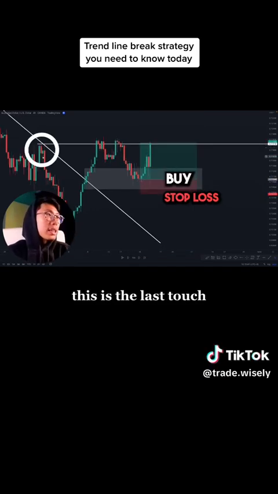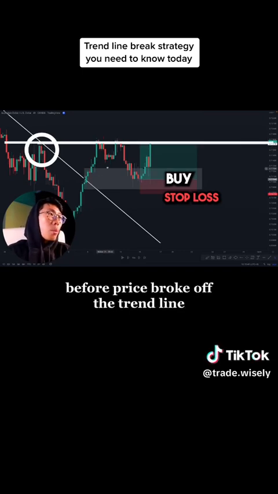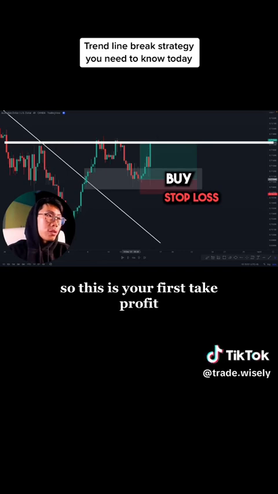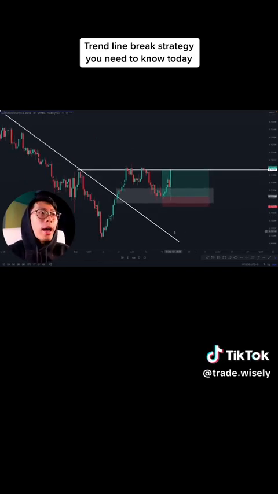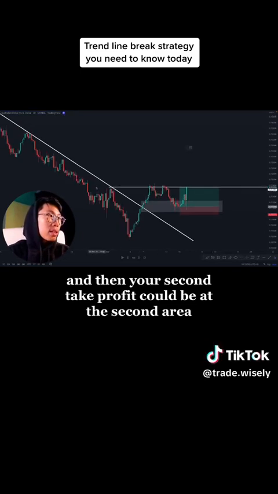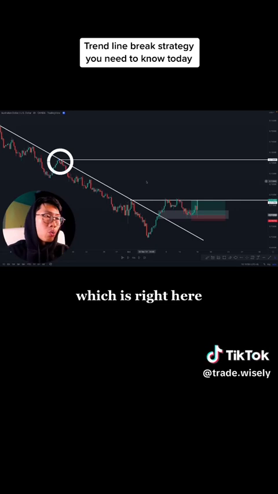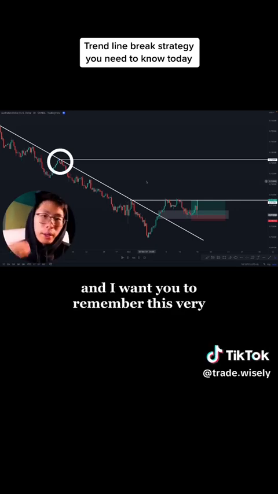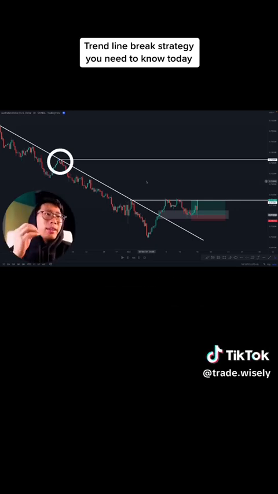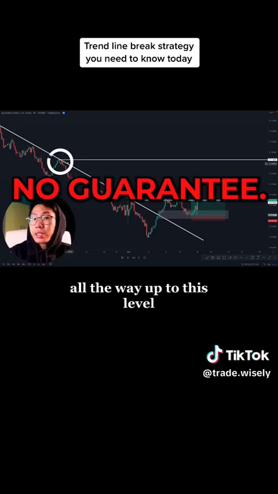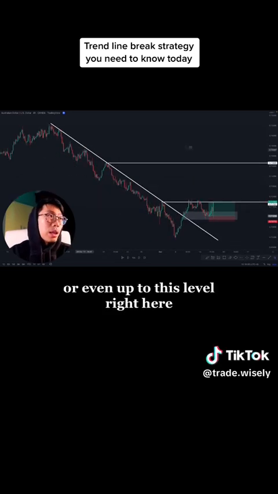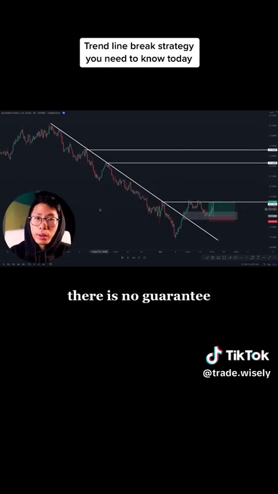So this point right here, this is the last touch before price broke out of the trend line. So this is your first take profit, and as you can see, price just smashed our take profit already. And then your second take profit could be at the second area, the second point, which is right here. And I want you to remember this very important point. There is no guarantee that price is going to get all the way up to this level or even up to this level right here. There is no guarantee, right?